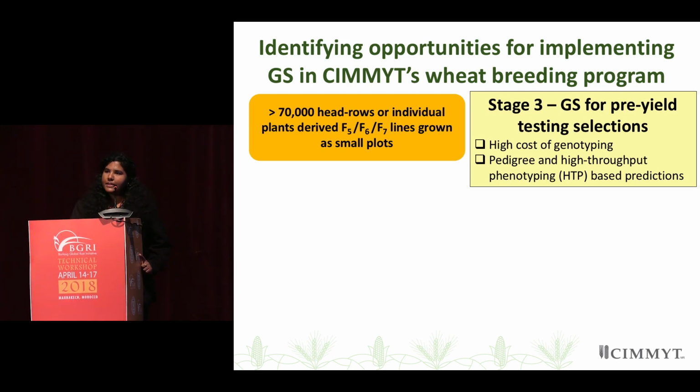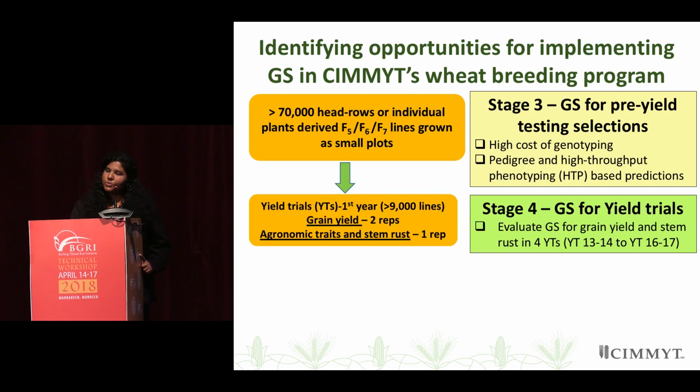So what we do here is currently use pedigree and high throughput phenotyping data, which Sue will be talking about, and we use a combination of both of these to predict lines at this stage. And then we move on to our yield trials, our first year yield trials, and we have about 9,000 lines in every nursery. And thanks to the USAID project and the DGGW project, we were able to genotype all these 9,000 lines for the past 4 years.